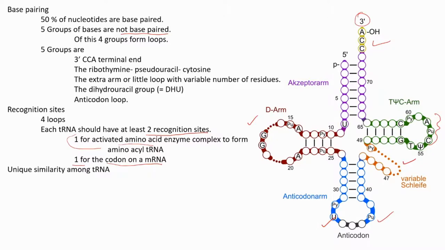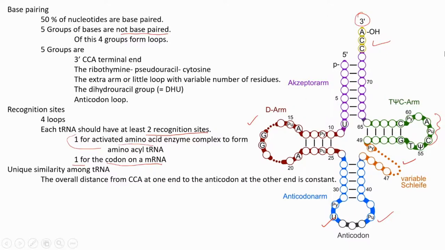Then, unique similarity among tRNA. Among these different types of tRNA, one thing is common. What is that particular thing? The distance from this CCA end to the anticodon end is constant in all tRNA.